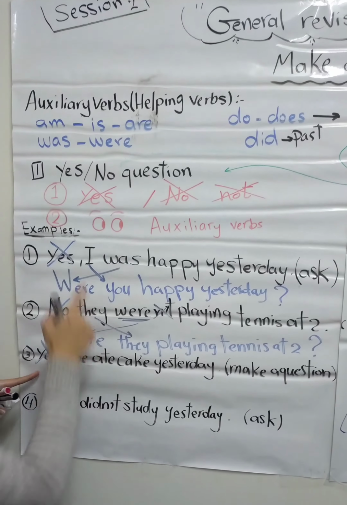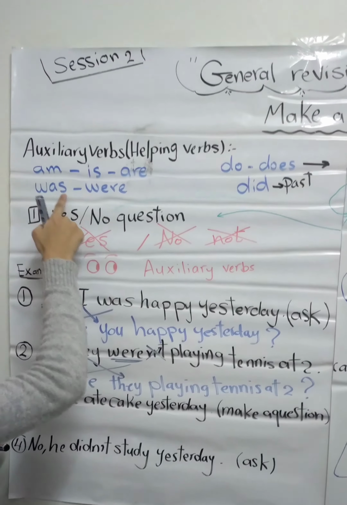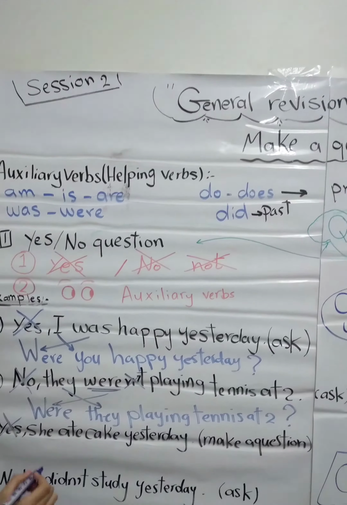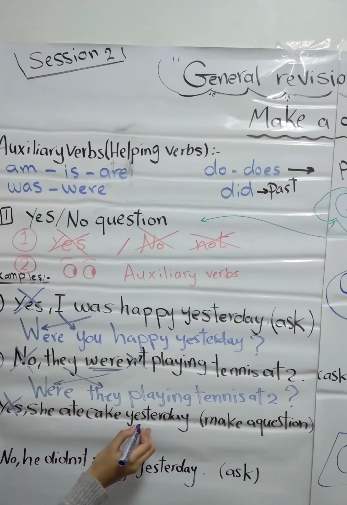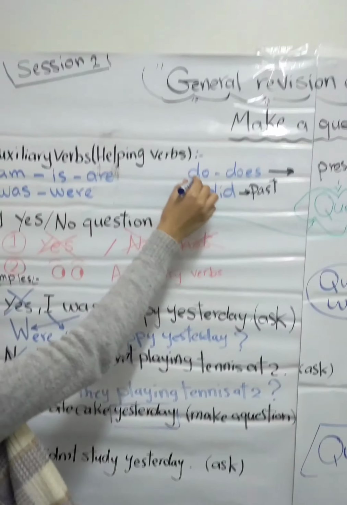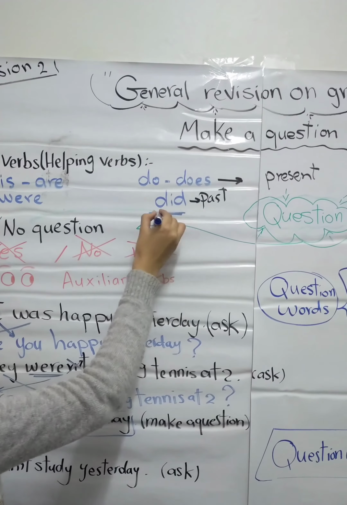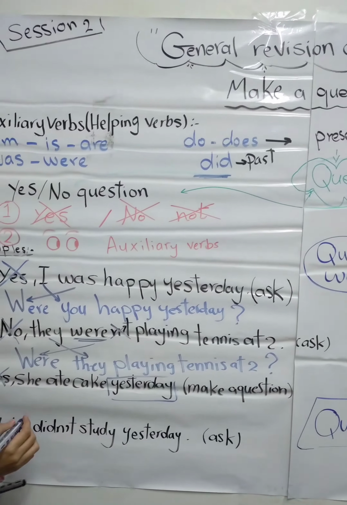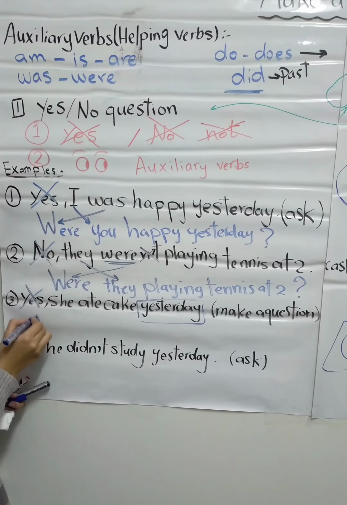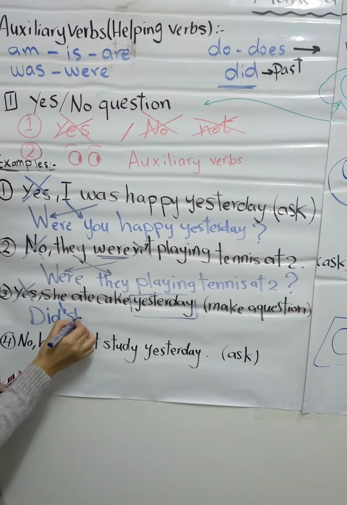Here I don't see am, I don't see is, I don't see are, I don't see was, I don't see were. I would do, does, or did. Okay, here: she ate cake yesterday. Yesterday is a key word of the past, so do, does refer to the present, so I don't put them. I put did. Here, where should I put did? Number 1. And after it, the subject, she.